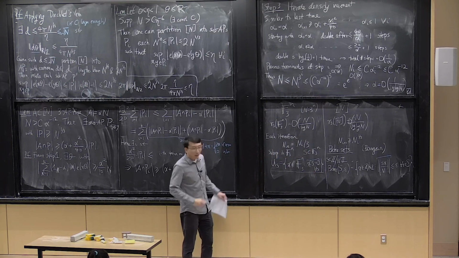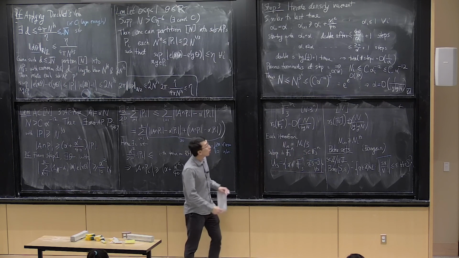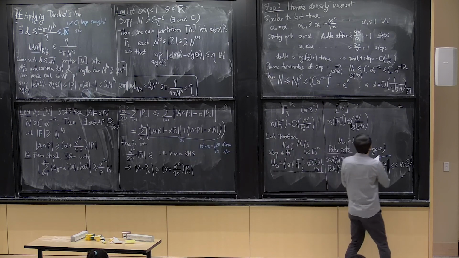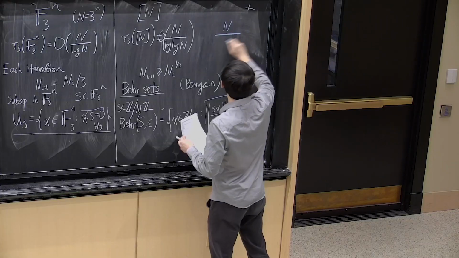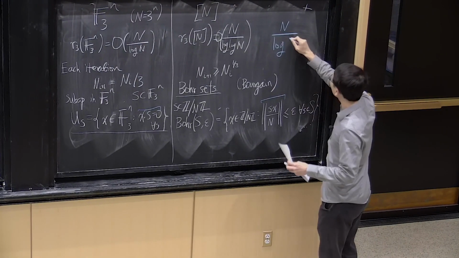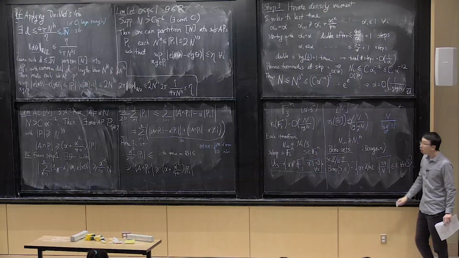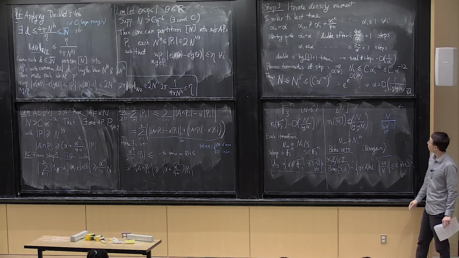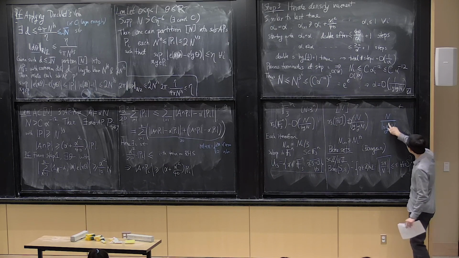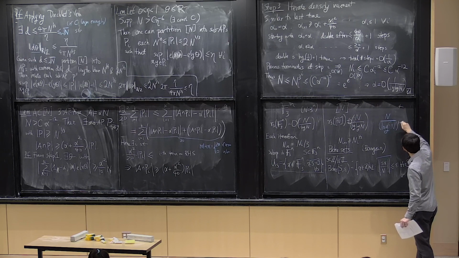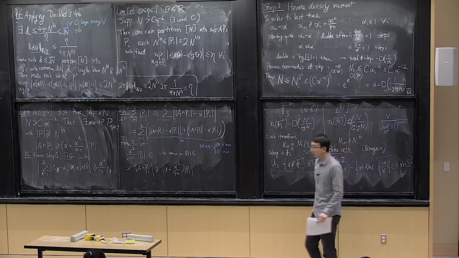And then with quite a bit of extra work, one can obtain bounds of the order N over polylog N. The current best bound I mentioned last time is of this type, which is obtained through further refinements of this technique.